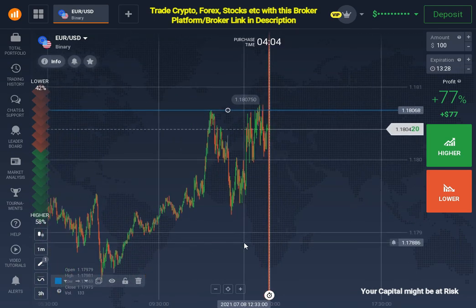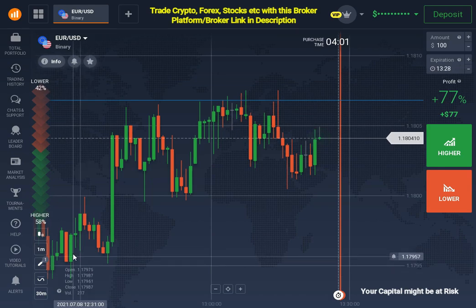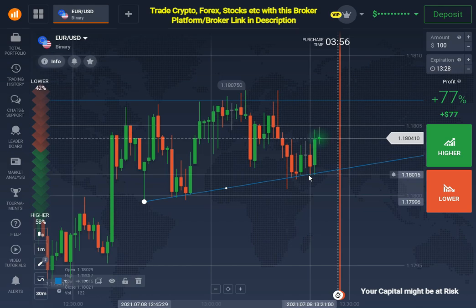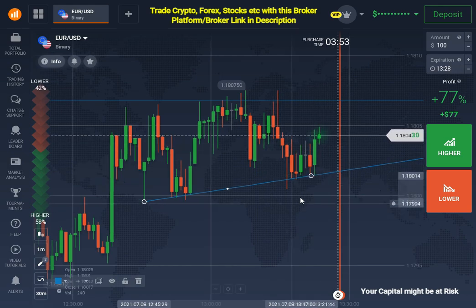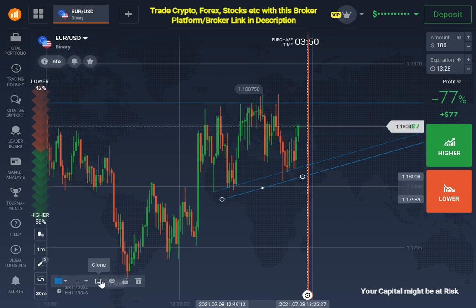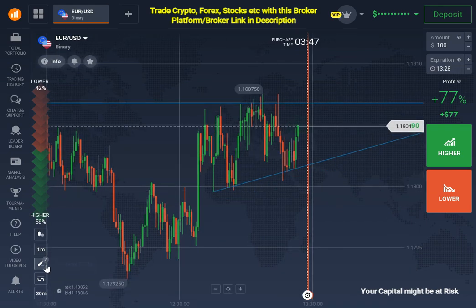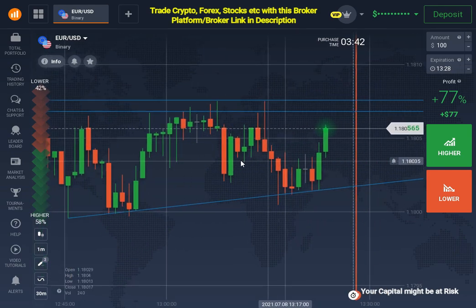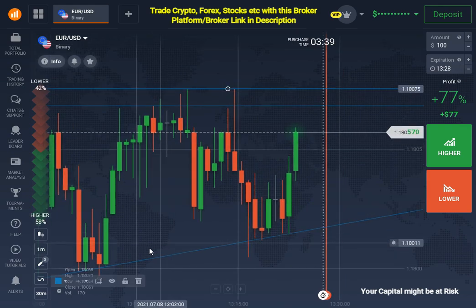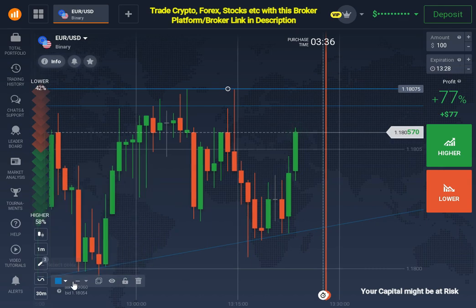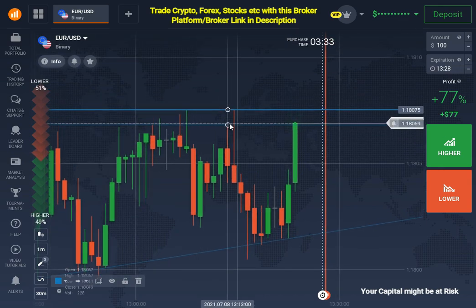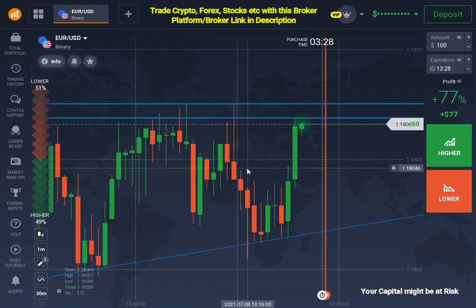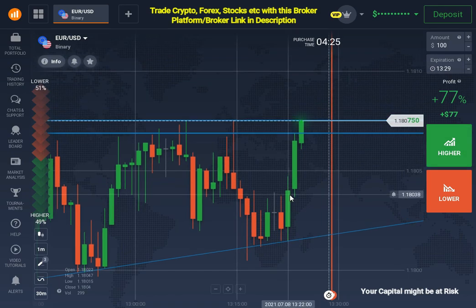Let me draw some levels here first so that we can analyze the chart further. I will take a trend line, and you can see this is a support level and this is a resistance level. Let me remove this and use a horizontal level. So now we have two levels, and these levels are bold and you can see them clearly.